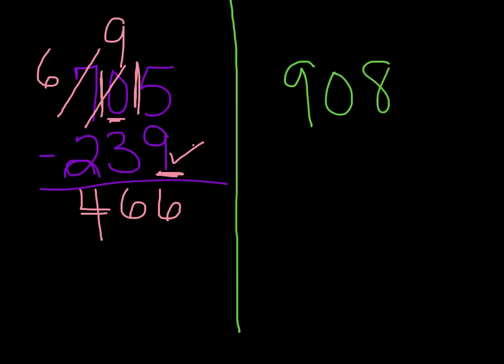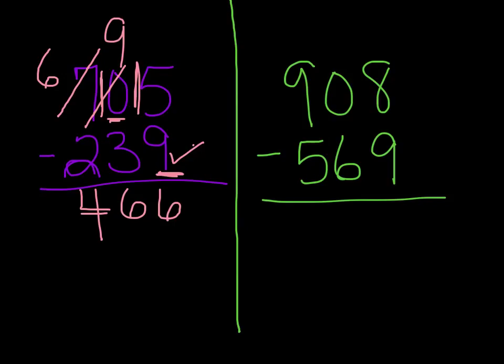908 minus 569. So let's solve this one. You try to walk through the steps with me at the same time as we're going. Okay, 9 is bigger than 8, so I have to go next door to regroup. There's nothing there. So I'm going to go to the hundreds. The 9 becomes a what? Hope you said an 8.